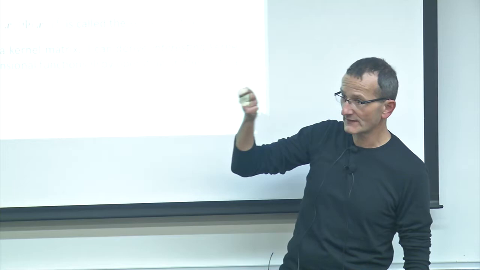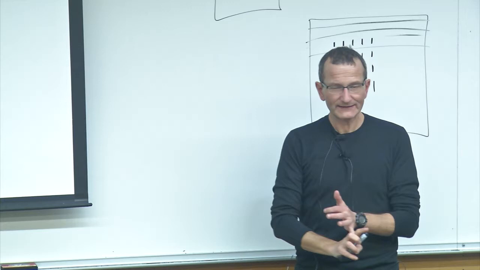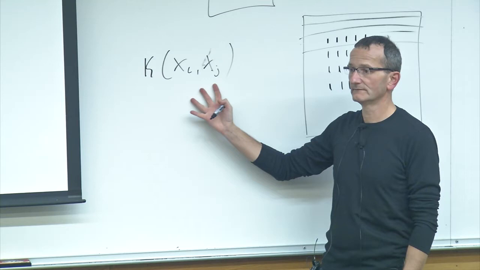So the question then becomes, what is the feature representation of a sequence? That's a deep question, but I don't really care about that. What I want to care about is being able to compute something like K(xi, xj) between a pair of sequences, the kernel value between a pair of sequences.